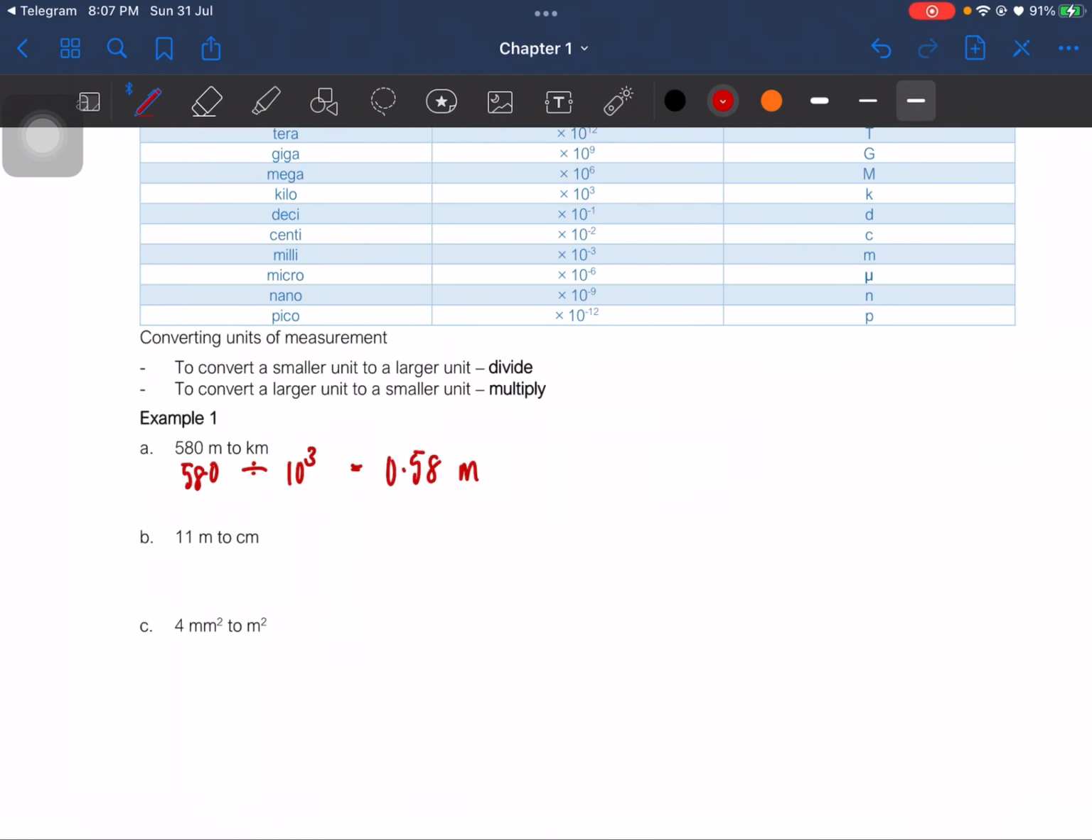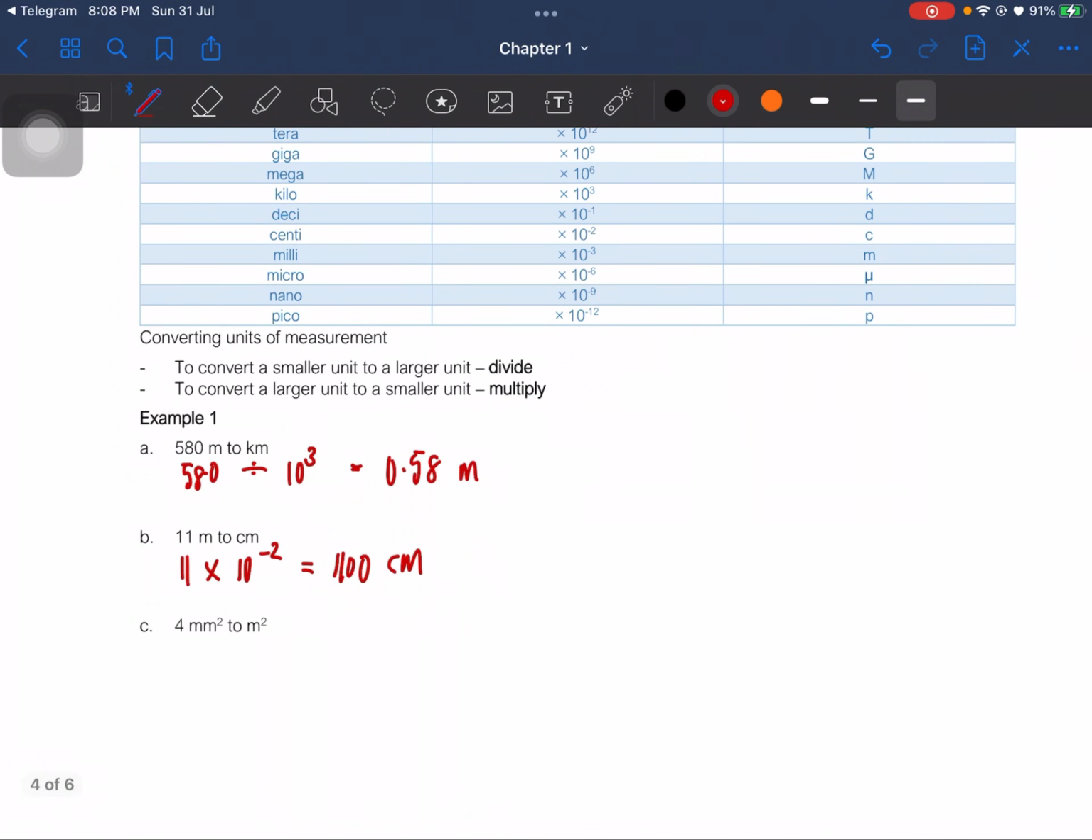Do it your way. I don't mind if you write it as 1,000, it is not a problem, as long as you know how to convert units. So for 11 meter to centimeter, we are going to multiply it with centi. So you will get 1110 centimeter.